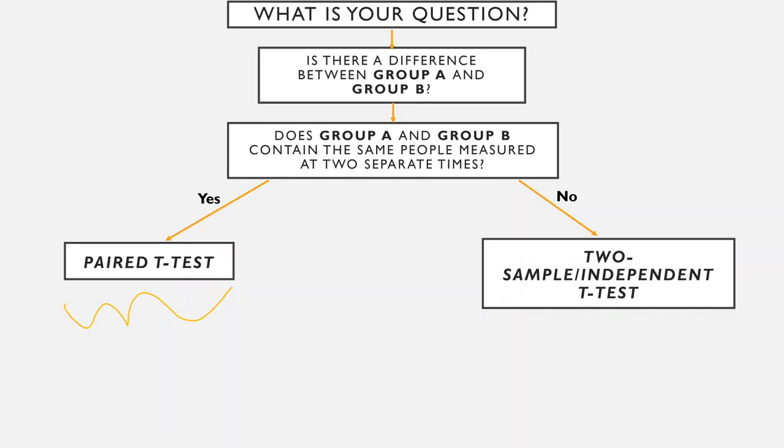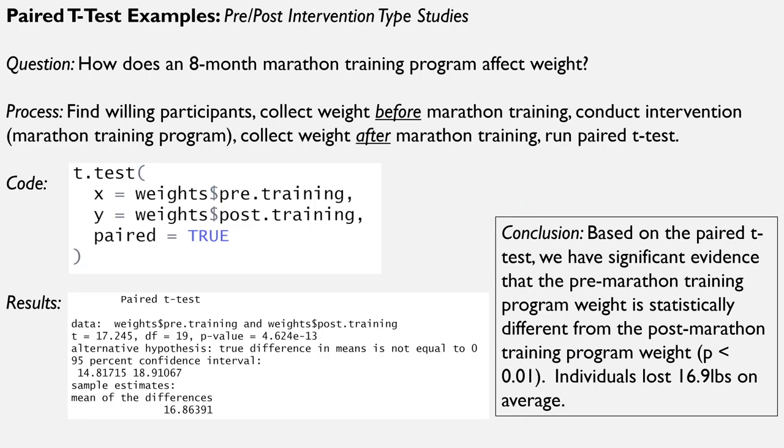So let's look at the paired t-test example, and then we'll move on to the independent t-test. So oftentimes, a paired research design will be a pre and post intervention type of thing. Okay. So for example, how does an 8-month marathon training program affect weight? Okay, decent question. Very realistic, right? We see this sort of stuff all the time. So the process is, first you want to find people who are willing to train for 8 months for a marathon. It's kind of a long time to train. Unless it's one of those couch to 5K or whatever things. Okay, anyway, getting off track.